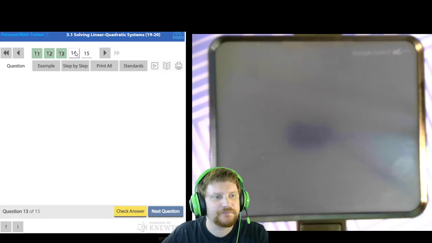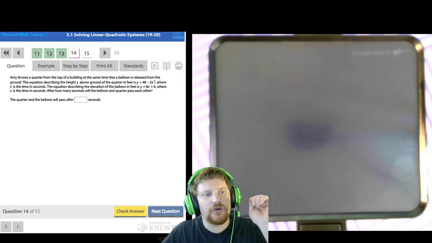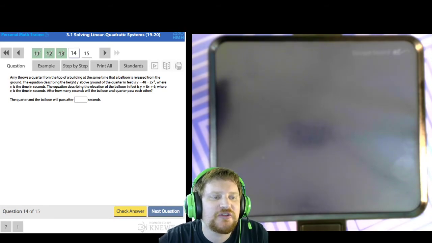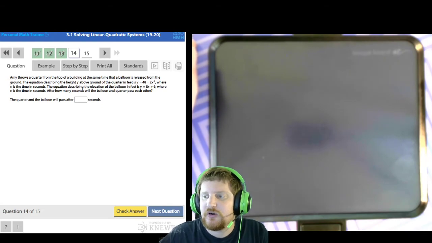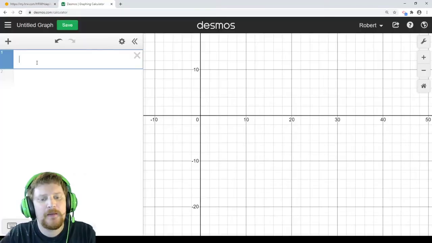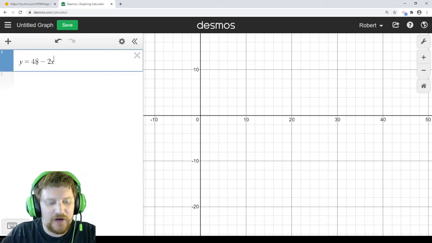Number 14. Amy throws a quarter from the top of a building at the same time that a balloon is released from the ground. The equation describing the height y above the ground of the quarter in feet is this, where x is time in seconds. The equation describing the elevation of the balloon in feet is this, where x is the time in seconds. When do they pass? So our parabola is y equals 48 minus 2x squared.